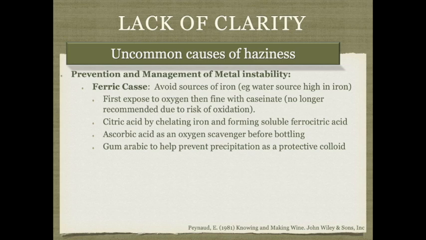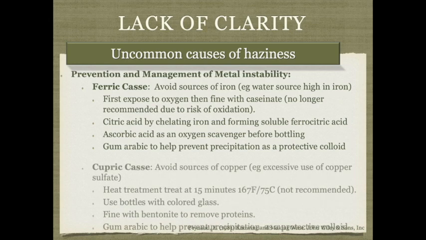Another option is to use ascorbic acid as an oxygen scavenger right before bottling. And then the fourth option is gum arabic, which forms a protective colloid, and that basically keeps these little particles together so they don't form a haze and they don't settle out. It's useful for meads and wines that are going to be drunk quickly, drunk young, because it's not a permanent solution. Eventually it will settle out and you will have a sediment from it. So that's sort of a temporary solution for something that's not going to be aged for very long.